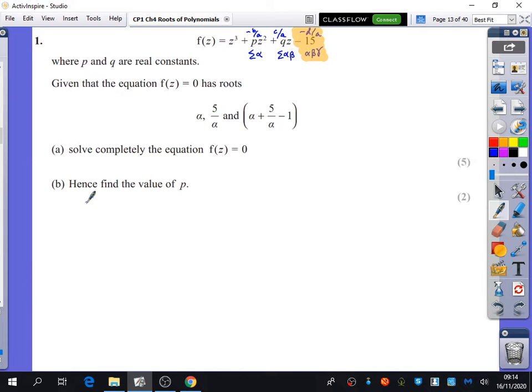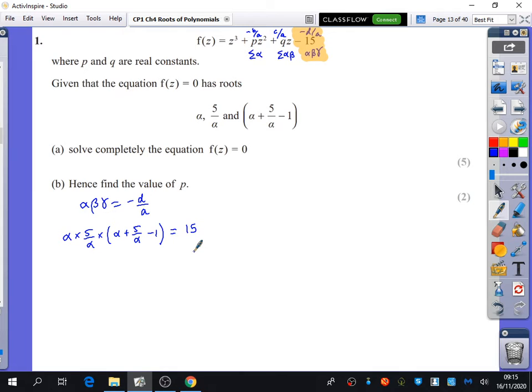We know that the sum of the roots is equal to minus d over a. So the sum of the, sorry, not the sum of the roots, the product of the roots. So we're going to have alpha multiplied by 5 over alpha multiplied by alpha plus 5 over alpha minus 1 is equal to minus d, well, that's going to be 15, over a, which is 1. So it's just equal to 15.